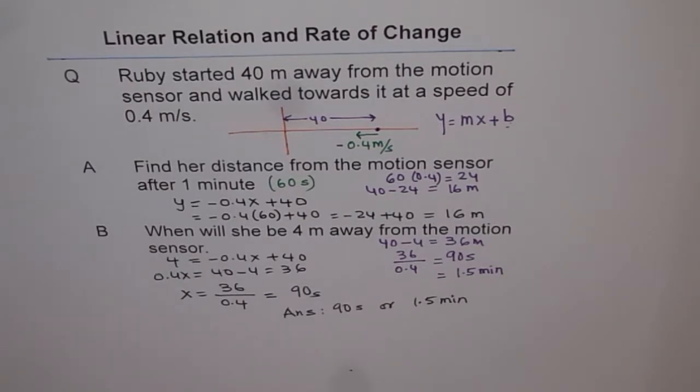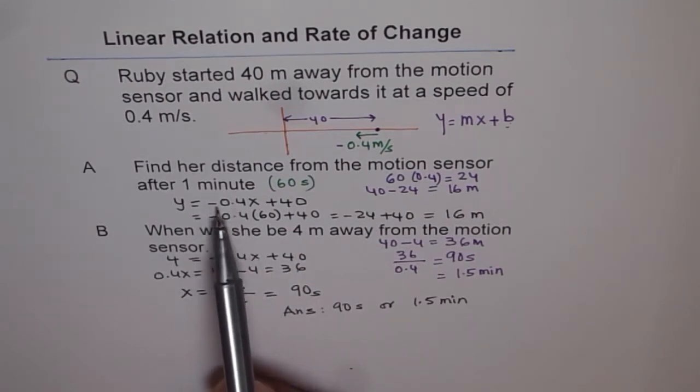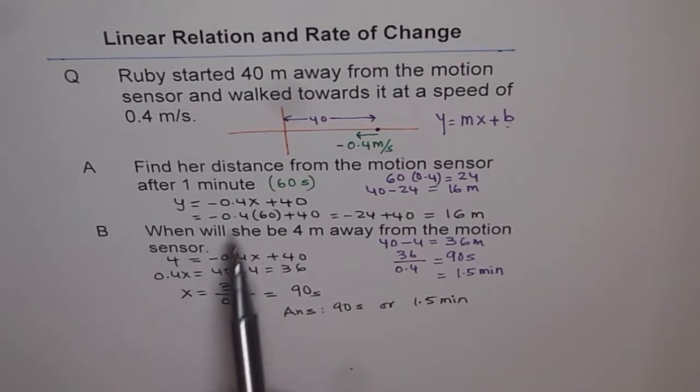For part A, it is a constant rate of change, since Ruby is walking at a constant rate of 0.4 meters per second. The negative sign is because she is approaching, or coming closer to the motion sensor. So we get our equation, y equals minus 0.4x plus the initial distance. And using this equation, we can answer both the questions.